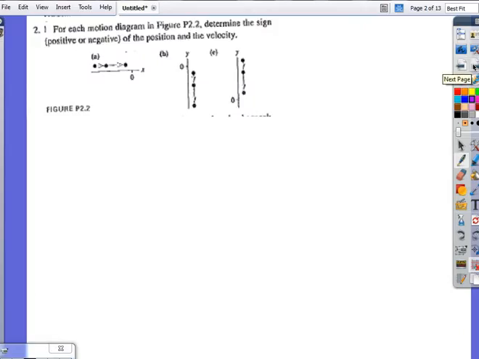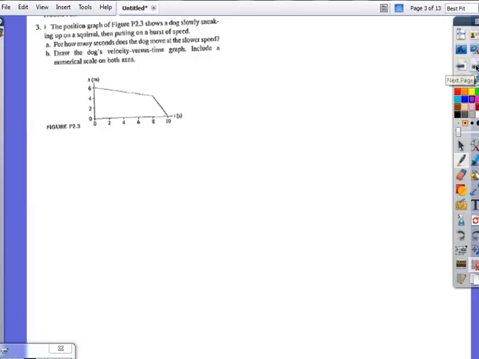Number 2 says the position graph of a dog slowly sneaking up on a squirrel, then putting on a burst of speed. So here's your position graph. For how many seconds does the dog move at a slower speed? Okay, that's not 2, sorry guys, I just read 3. I'm going to go ahead and do 3 then. So it's asking for what time period are we running at a slower speed? Well, for A, we have from 0 to 8 seconds.